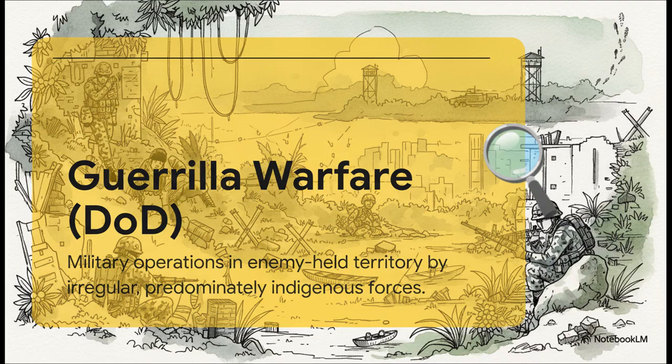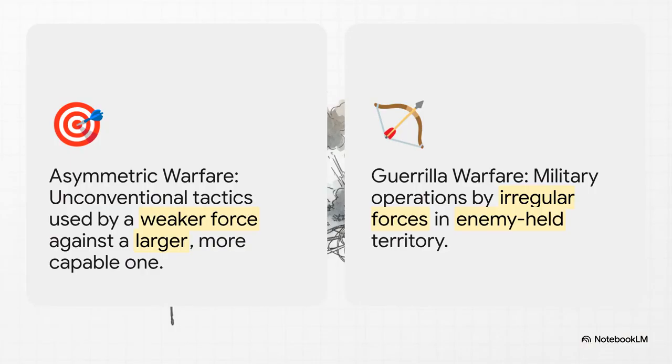Now, what's interesting is that one of these terms does have a formal official definition from the U.S. Department of Defense: guerrilla warfare. And the keywords to pay attention to here are irregular forces and enemy-held territory. Okay, so let's put them side by side. On the left, you've got our working definition of asymmetric warfare. On the right, the official definition of guerrilla warfare. Just take a close look. Do you really see much of a difference? Because I don't. They are shockingly similar.